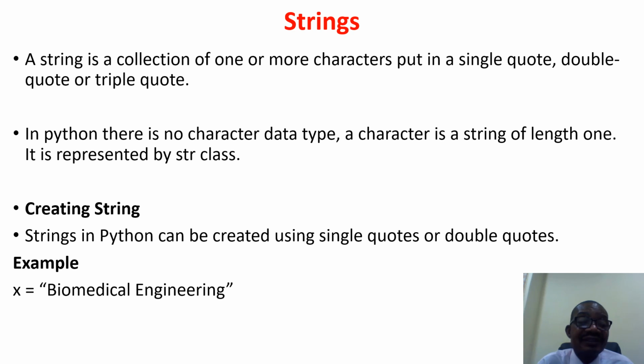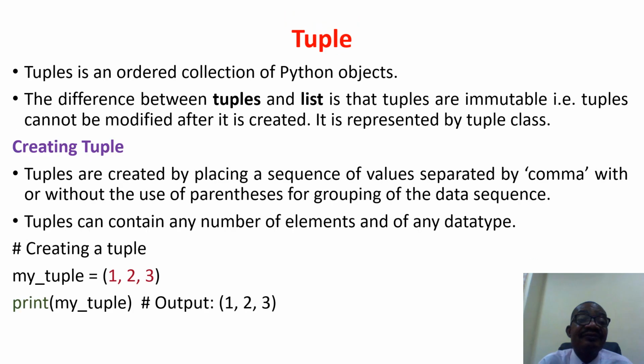If you want to create a string variable, strings in Python can be created using single quotes or double quotes. For example, X is equal to "biomedical engineering". You can see that it has these double quotes. Biomedical engineering is in double quotes because it consists of a set of characters. So that is what we call a string. You must put the inverted quotation marks when you are writing a string in Python.